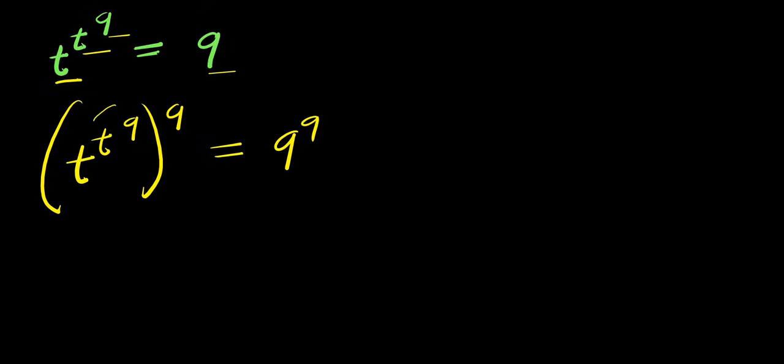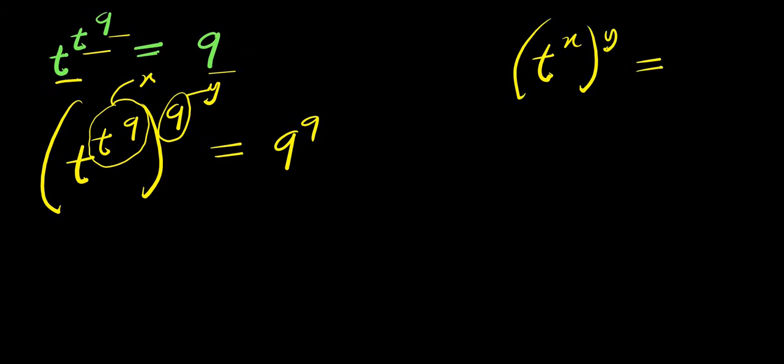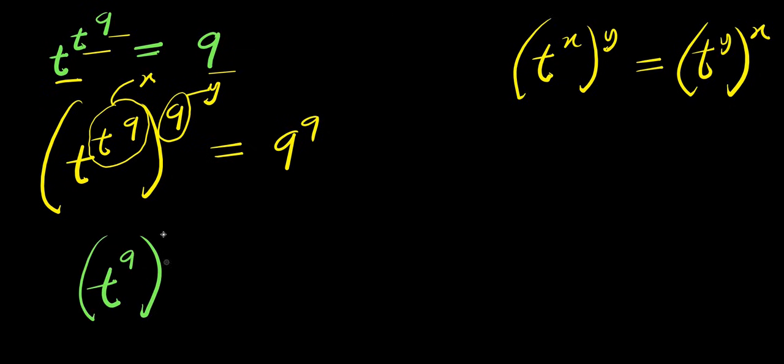Now I can say let this represent a variable x, and this represent another variable y. So if you have t raised to the power of x, raised to the power of y, this also means t raised to the power of y, to the power of x. So the y will come inside the bracket while the x will go outside the bracket. But remember, t^9 represents this x. So we are going to have (t^9) raised to the power of x, which is t^9, and this equals 9^9.